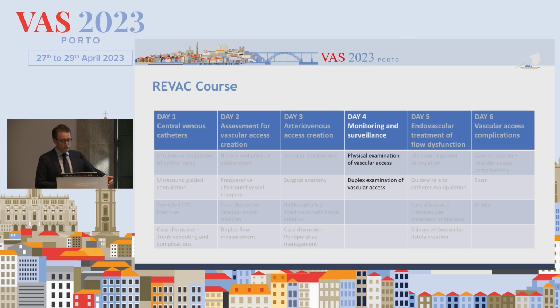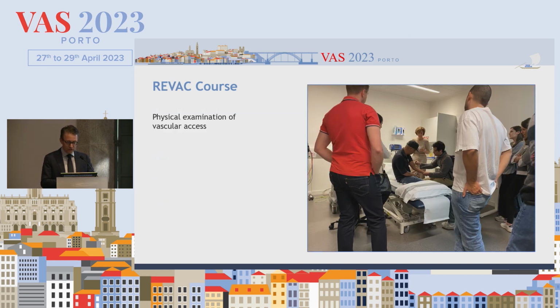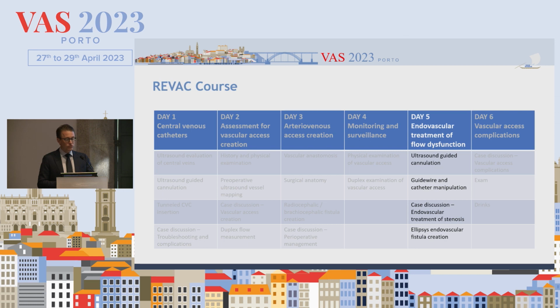The day after, when the vascular access was created, we proceeded to monitoring and surveillance. Of course, monitoring would be the physical examination of the vascular access, and we also did a duplex examination of the vascular access. We invited several patients to the vascular laboratory, so we had a chance to practice in depth ourselves. Here you can see the physical examination of a patient with an endovascular AV fistula, and we used duplex ultrasound to examine this further. And then on the fifth day, we proceeded to the treatment of complications, and of course, the treatment of stenosis with endovascular techniques.